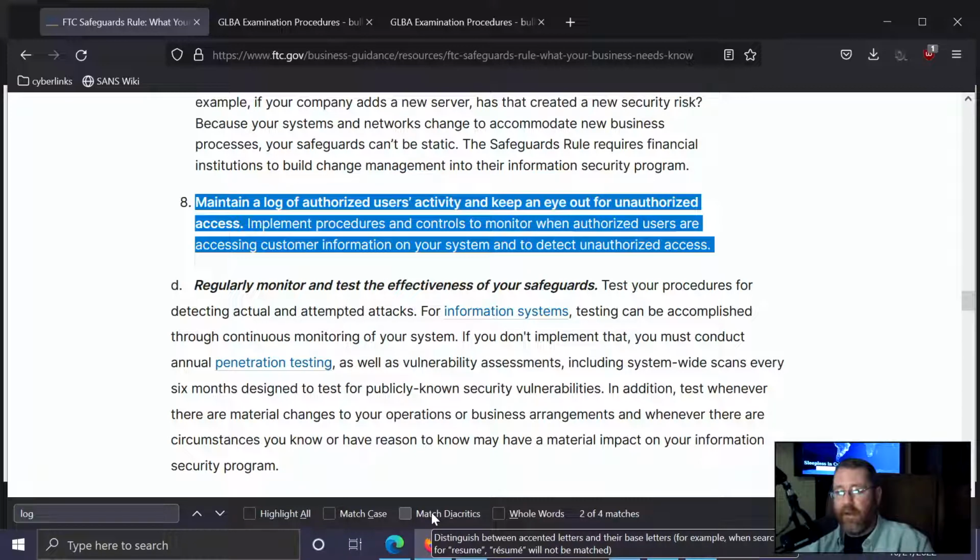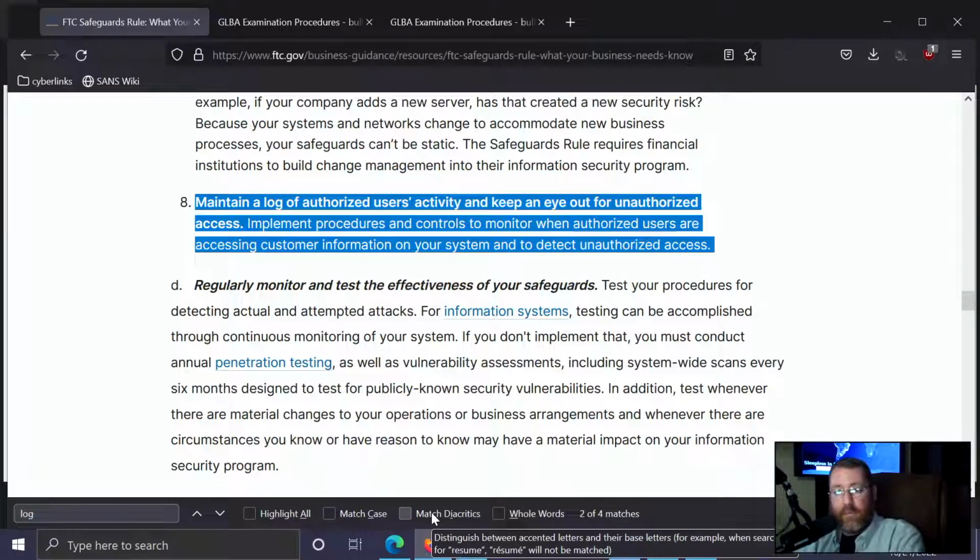Second thing is keep an eye out for unauthorized access. Well, that means someone's got to look at it. So in your policy, you're going to put in there that such and such position or person has a responsibility to monitor these logs on a daily basis to look for unauthorized activity. Unauthorized access. I would probably put activity, but it depends on how you want to write it. That is your policy. There you go. Maintain a log. So you're going to put it on a system that maintains it, that's going to have those logs for you. And you're going to have on the policy who is going to look for unauthorized access.